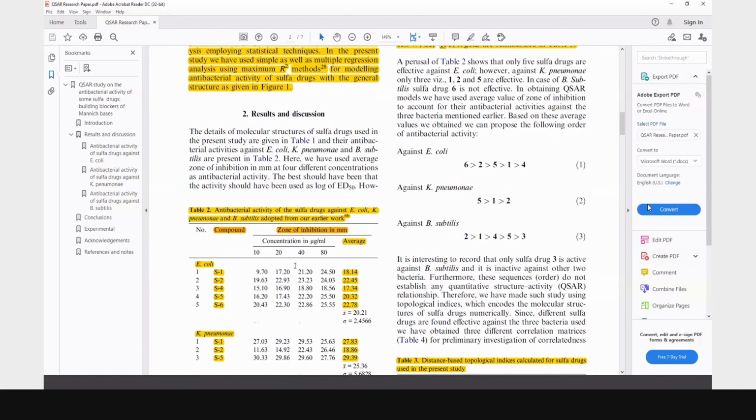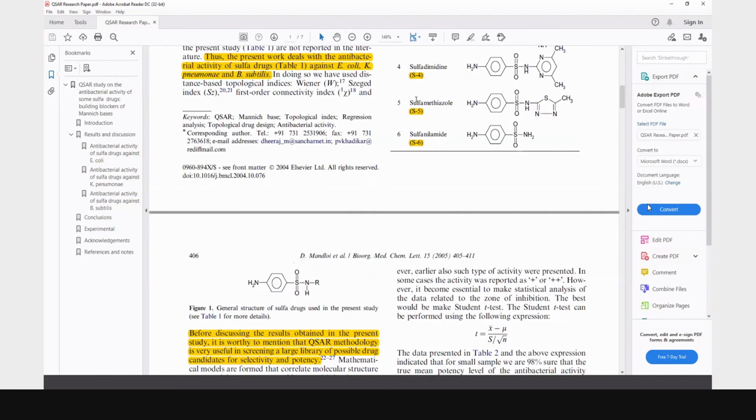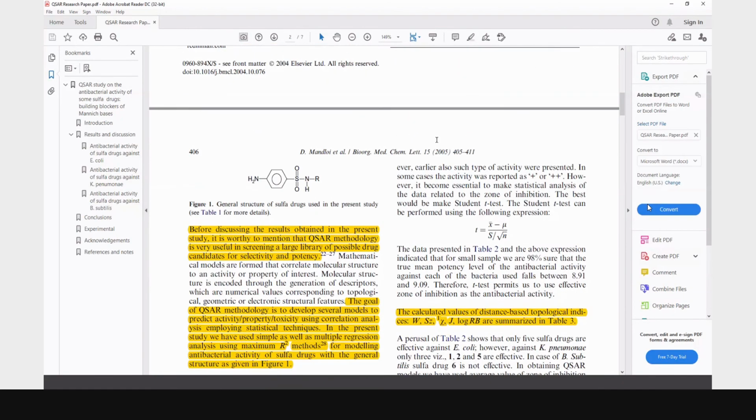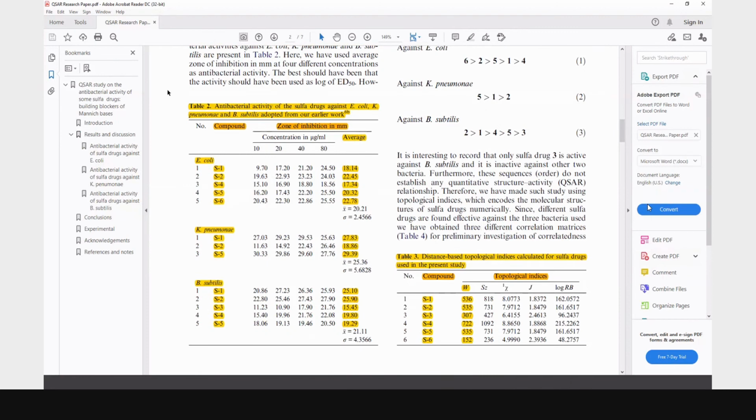Right now just have the idea that there are six compounds, and these six compounds were tried on three different bacteria: E. coli, K. pneumoniae, and B. subtilis. You can see here, for compound number 1, 2, 3 is missing, 4, 5, 6. And you can see some values as average. This is the zone of inhibition, which you can consider as activity values for the compounds.